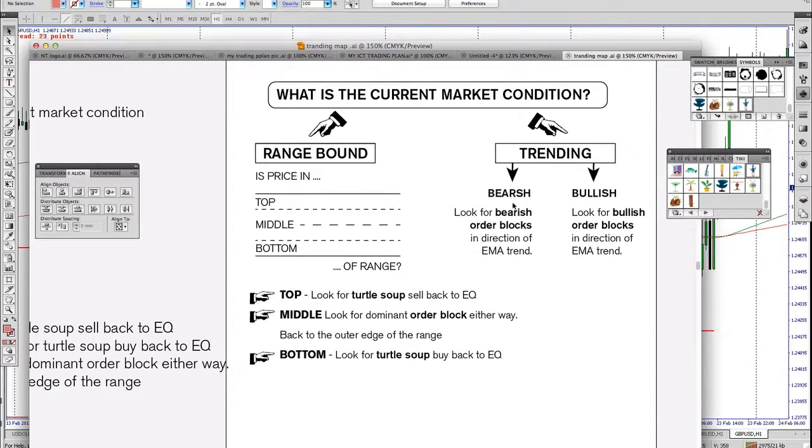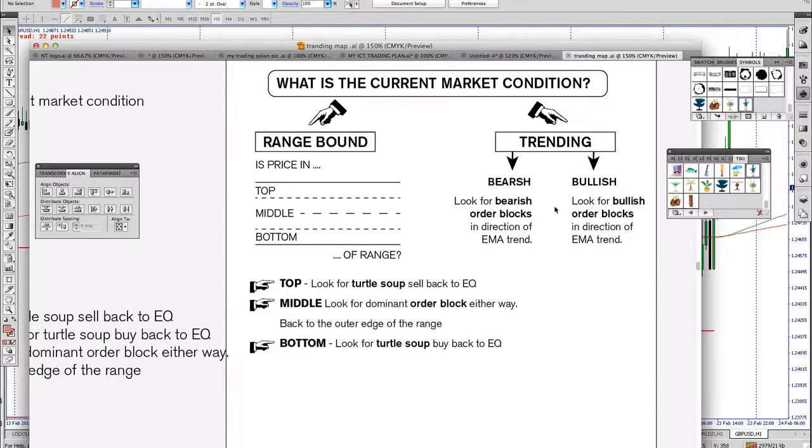And then if it's trending, as I was saying, you look for bearish. If it's bearishly trending, and you know it's trending because the 9 and the 18 EMA have crossed and going down to bearish, look for bearish order blocks in the direction of the EMA trend. Bullish, look for bullish order blocks in the EMA trend, and that's it.